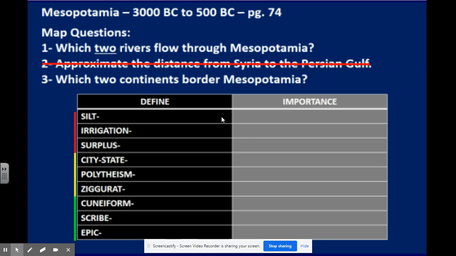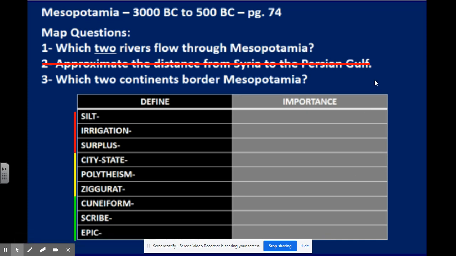Okay, so for an example, we can do the first one here together. The word silt, again, had something to do with the soil, and the soil being rich in minerals and different particles. So obviously, an importance for silt is it is better for growing crops, right? The land is better for growing crops or for farming. So that right there is a straightforward importance. And that's the same thing I want you all to attempt over on this side of the chart.